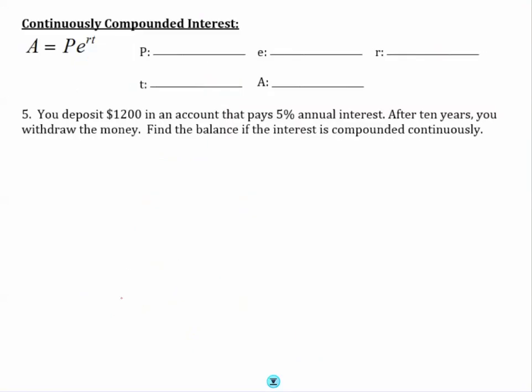This is the continuous compounding formula. If it says the phrase compounded continuously, then you know this is the formula you need to use. Here, P is our principal, E is the irrational constant E, R is the rate as a decimal, T is your time in years, and A is the final amount.